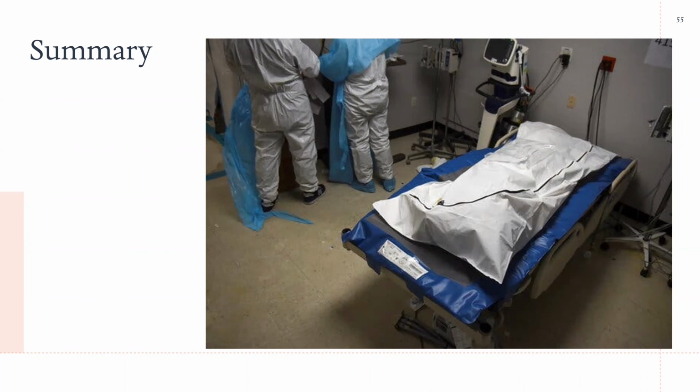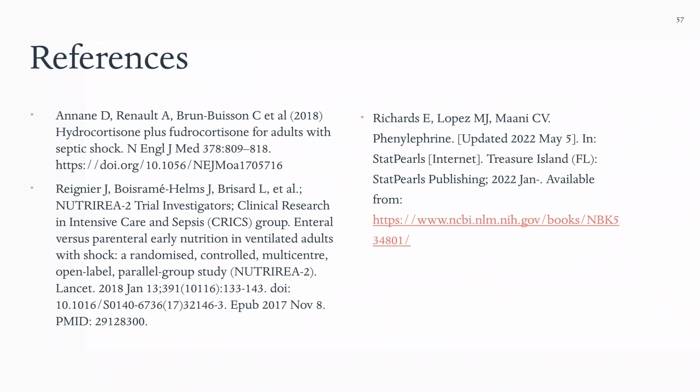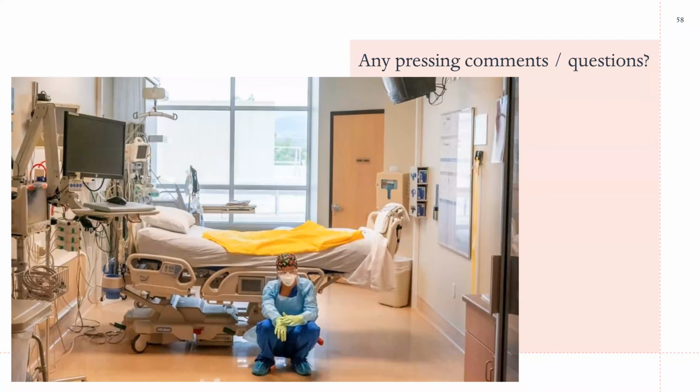And an increase in blood pressure is not necessarily an adequate response. You have to look at your flow parameters as well. And then you have to address the cause of shock. Vasopressors and inotropes are buying you time. It's not a treatment. Some references that I know no one ever goes through, but this is what I used. Do you guys have any pressing comments or questions?